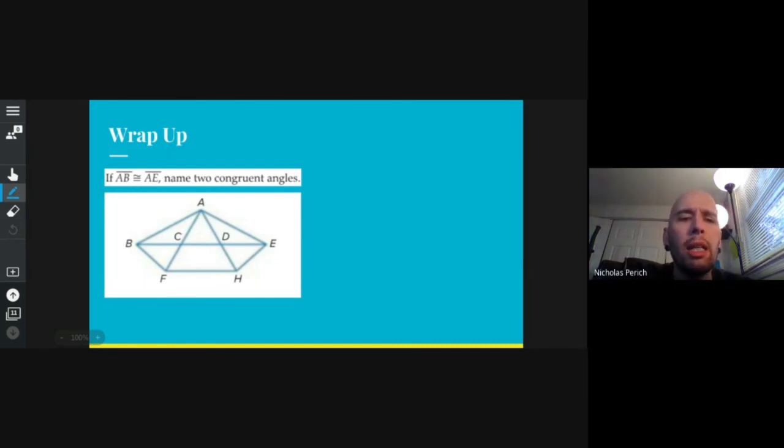We have AB and AE are congruent. Can someone please type in what angles would be congruent then? Remember, when you're typing in the angles that are congruent, it requires 3 letters for each angle. Don't forget.